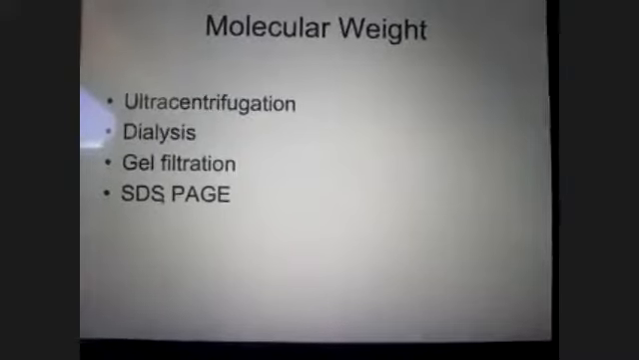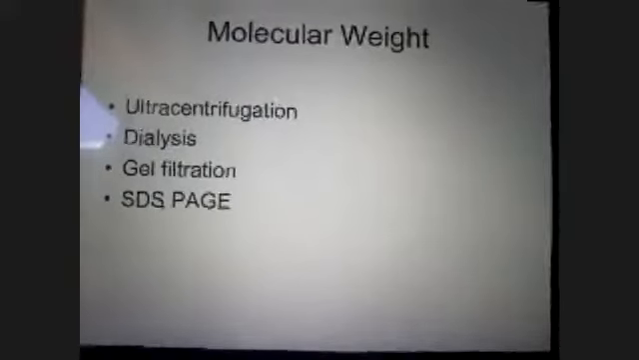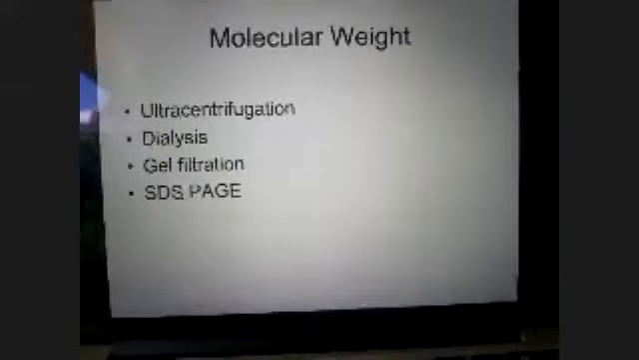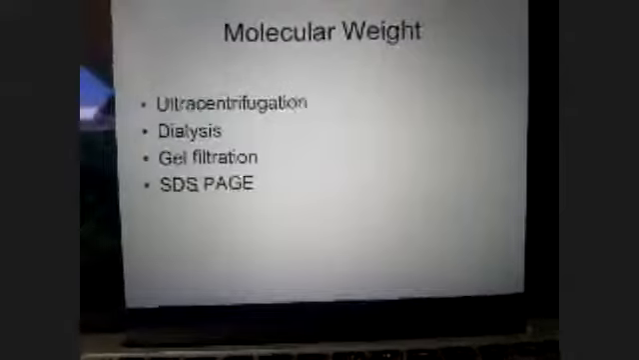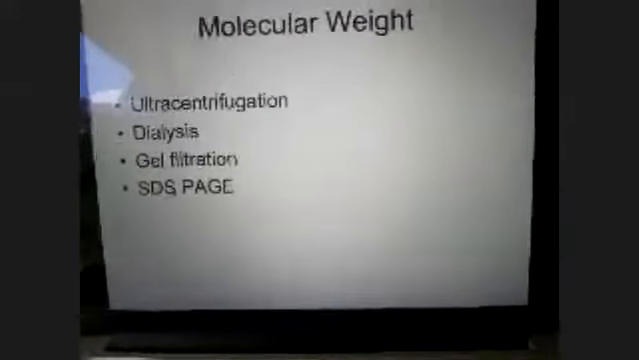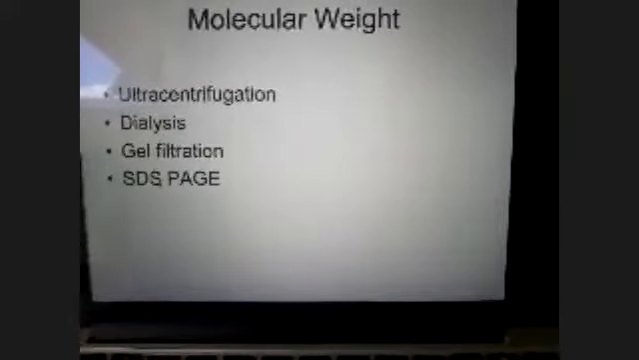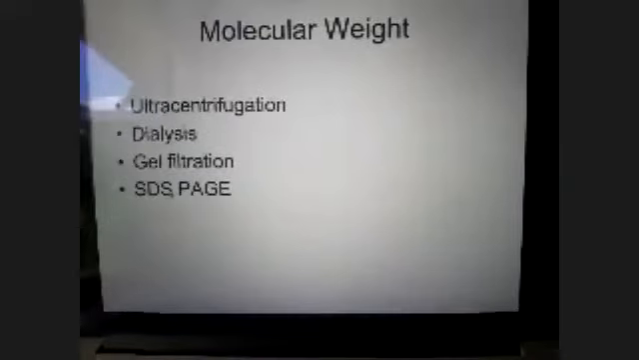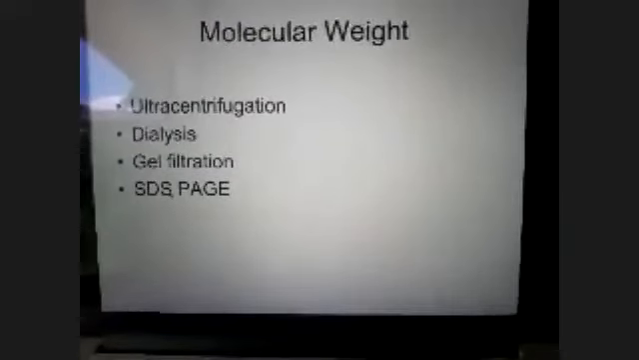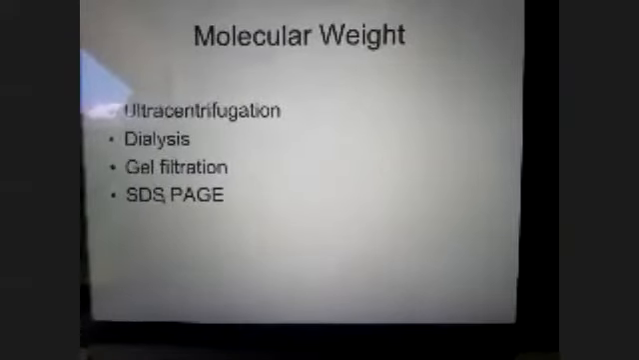For the molecular weight, protein can be separated based on molecular weight. If we know the molecular weight, we know that the protein can be separated by, for example, ultracentrifugation. That means we centrifuge at high speed. We used high speed centrifugation last time, but this one is super high. We can see it later on in the example.